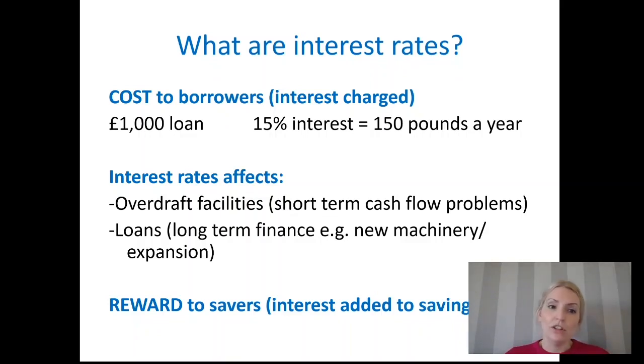Interest rates don't just affect loans, they affect overdraft facilities as well. An overdraft is almost a deficit in your bank, going minus, borrowing almost, a short-term source of finance used by businesses a lot to overcome short-term cash flow problems. And you also have interest rates on loans to buy new machinery and for expansion, and that always tends to be fixed and budgeted. You know how much interest you've got, you're paying it off, chipping away bit by bit for so many years, with the same monthly repayment every time.